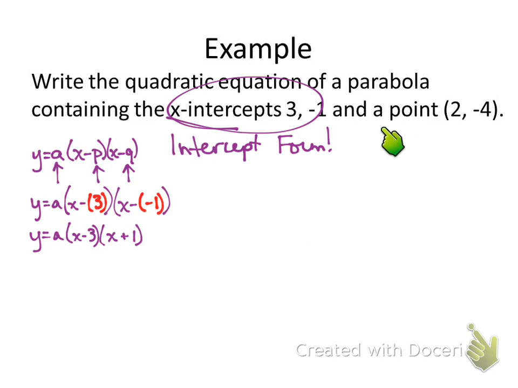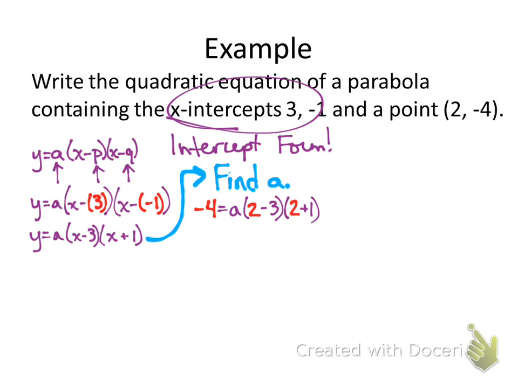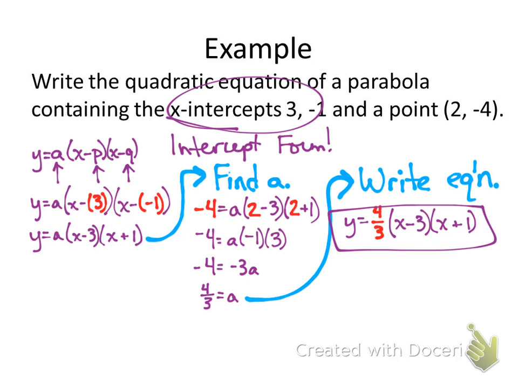So you use the rest of your information. Use this point to find A. Follow your order of operations and then check to see if we end up with the same A. Using the A and our p and q from before, we now have an equation of a parabola where the x-intercepts are 3 and -1, and 2, -4 makes this statement true. 2, -4 would be one of your points in your t-chart.